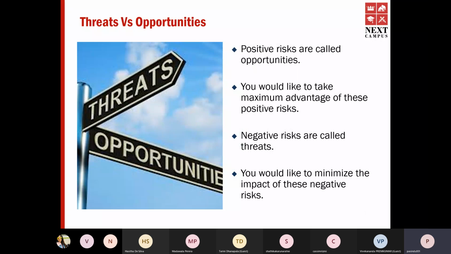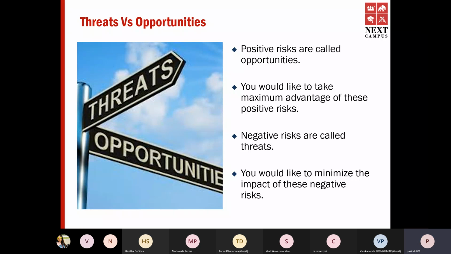Now, as I told you earlier, you have negative risks and positive risks. Negative risks are known as threats. Generally, we associate the term risks with negative things, but winning the lottery is also a risk. It's a positive risk. It's an opportunity, right? Because it has a probability of happening, and if it happens, there's an impact. So whatever has a probability and an impact becomes a risk.